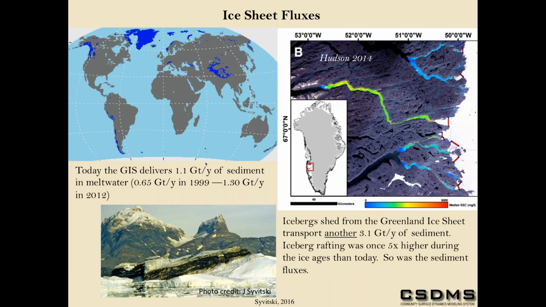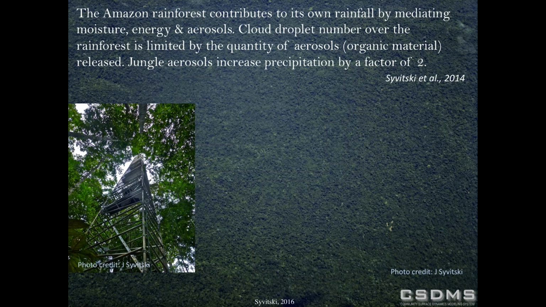On the ice sheets, we're getting much better at knowing what the fluxes are off of glaciers and ice sheets. Just to let you know, the Greenland ice sheet meltwater today is pumping out close to 1.1 gigatons per year. That's equal to the largest river on Earth. So ice sheets can pump out sediment, and of course, during the ice ages, you will definitely have a lot more sediment when they're melting. In terms of iceberg transport, that's many times higher than even meltwater.